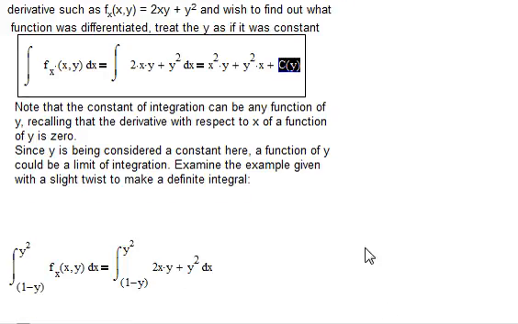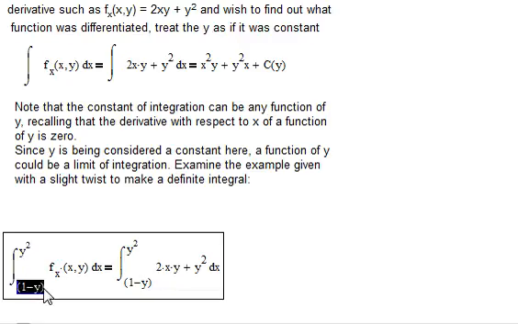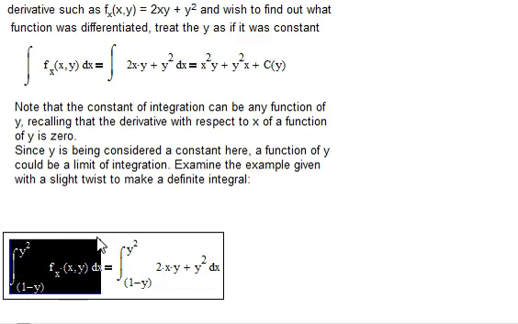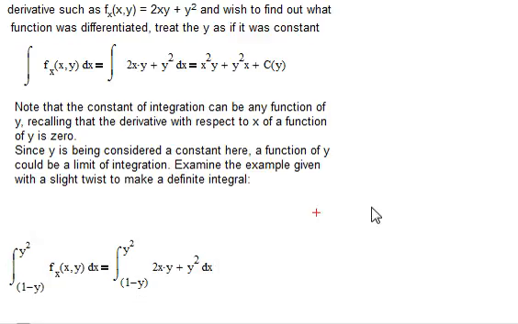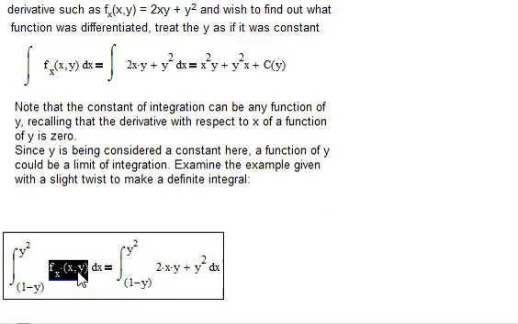Here's an example of one like this. And by the way, this is going to be something that's different for you: the limits of integration can be functions of the other variable. When I'm integrating with respect to x, the limits of integration could be functions of y. And so this is kind of the same problem as the last one. I have the same integrand.